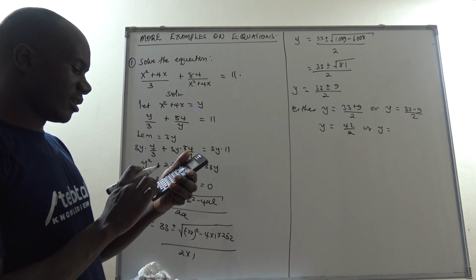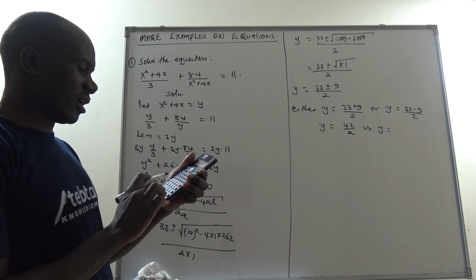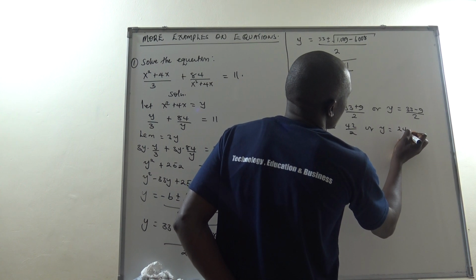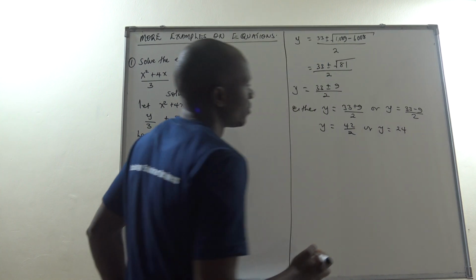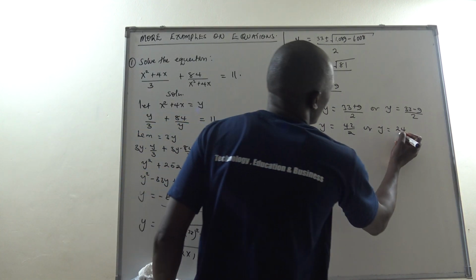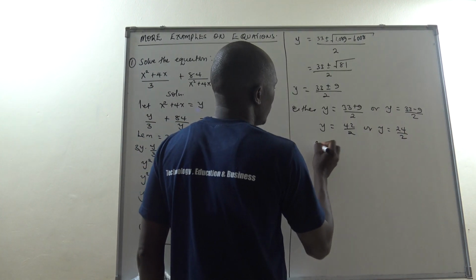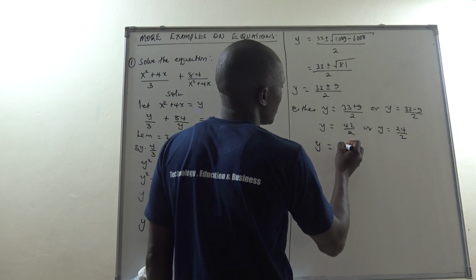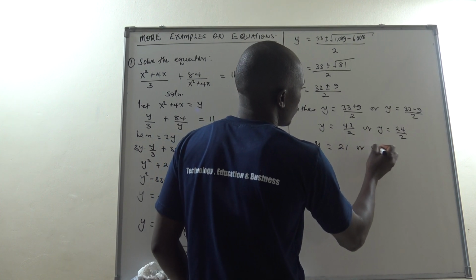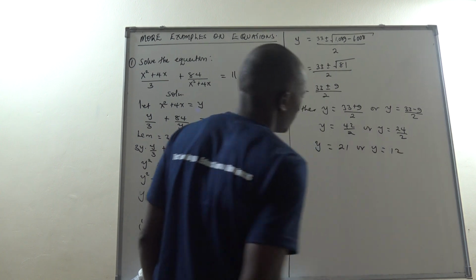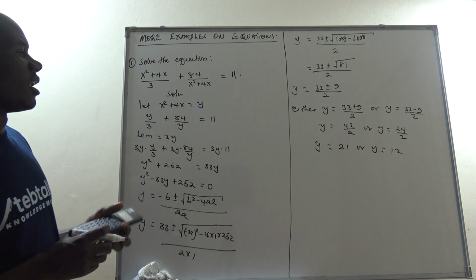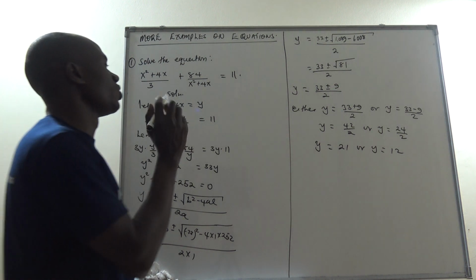What do you get? 33 minus 9. We are coming out with 24. 24 out of 2. So what is y alone? So when you add this one, you are getting 21, or y equals 12. Now, after coming with those two, we are free now to go ahead and substitute. These are the values of y.